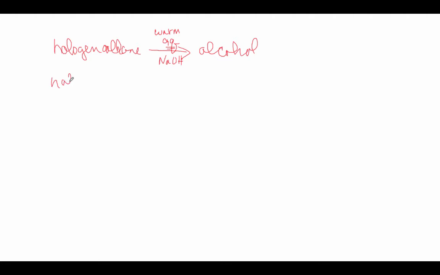If I put a halogenoalkane in a concentrated solution of NH3 at high pressure, I'm going to make the amine.